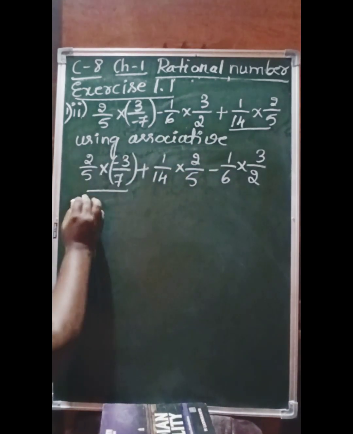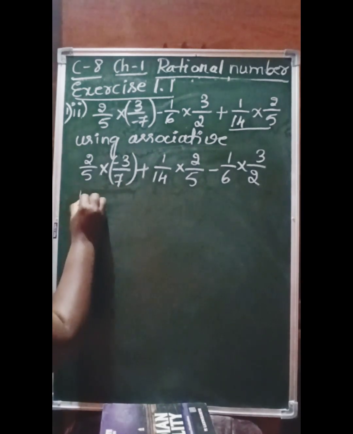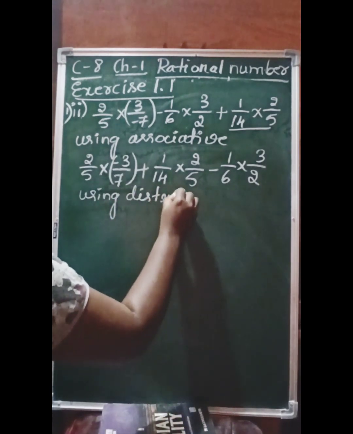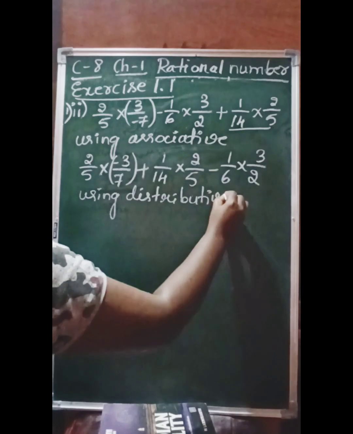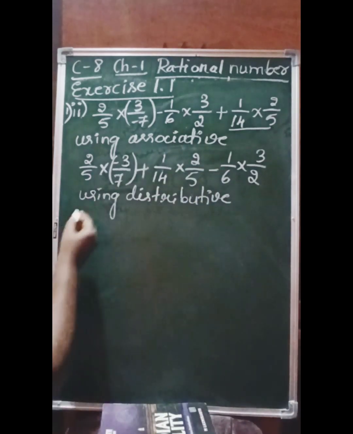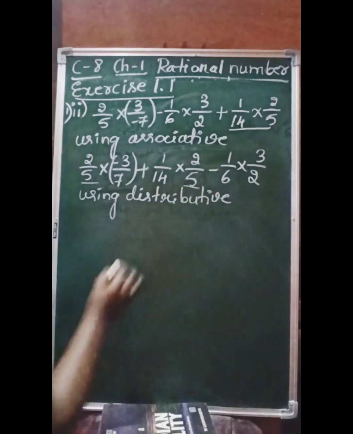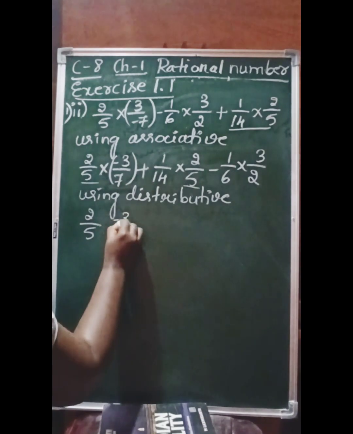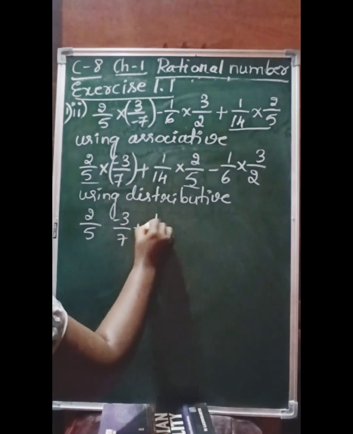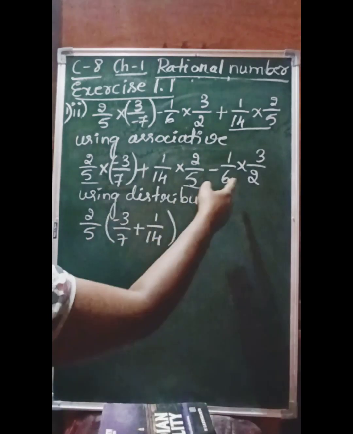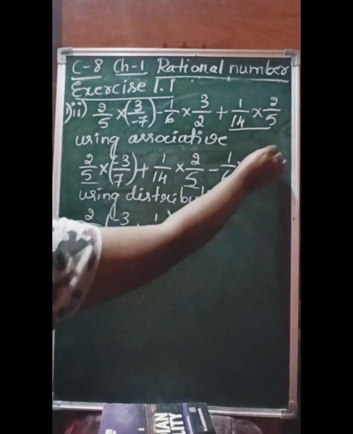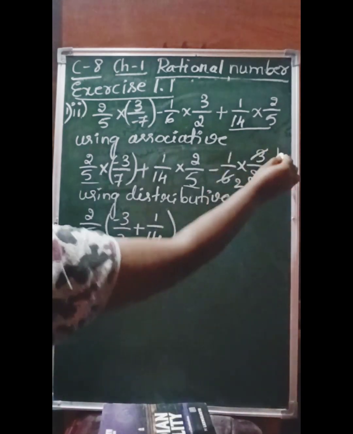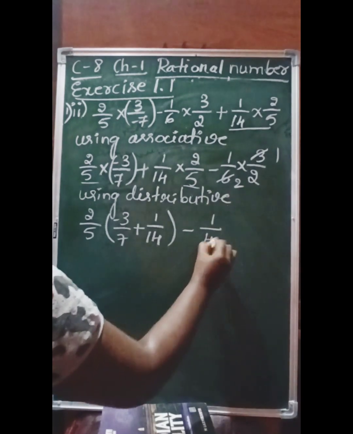Next, by using distributive property, now write, see in this 2 by 5 is common, right? So write 2 by 5 first. Here you are left with minus 3 by 7 plus 1 by 14. So when you multiply this one, you will get here 3 ones are 3, 2 sixes are 6, 3 and 6 will get cancelled. Then 1 into 1, 1 divided by 2 into 2, 4.